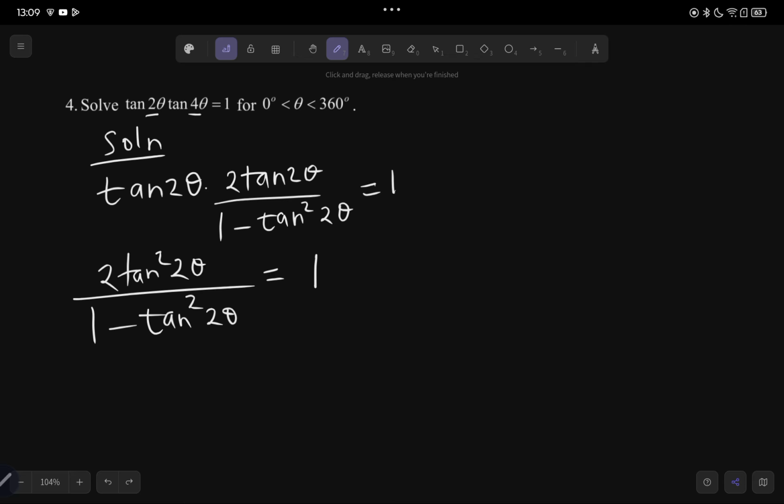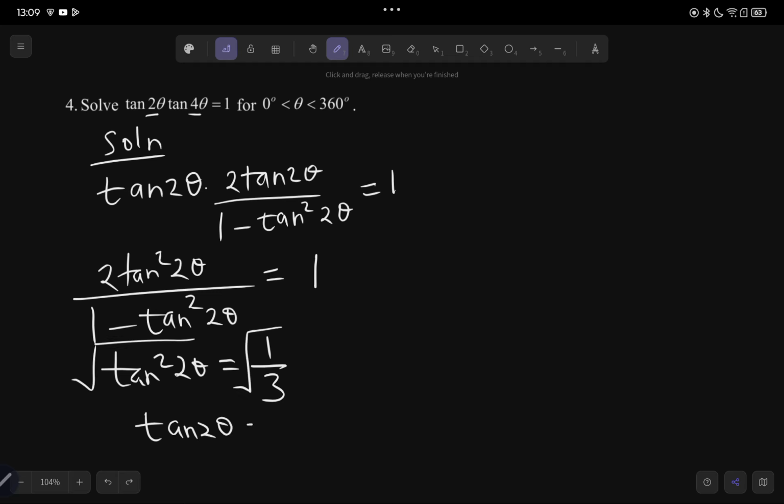Now when you rearrange this, you will get tan squared 2 theta. Try to simplify. Tan squared 2 theta is equal to a third, which means tan 2 theta is got by applying on both sides a square root. It gives us plus or minus 1 over root 3.